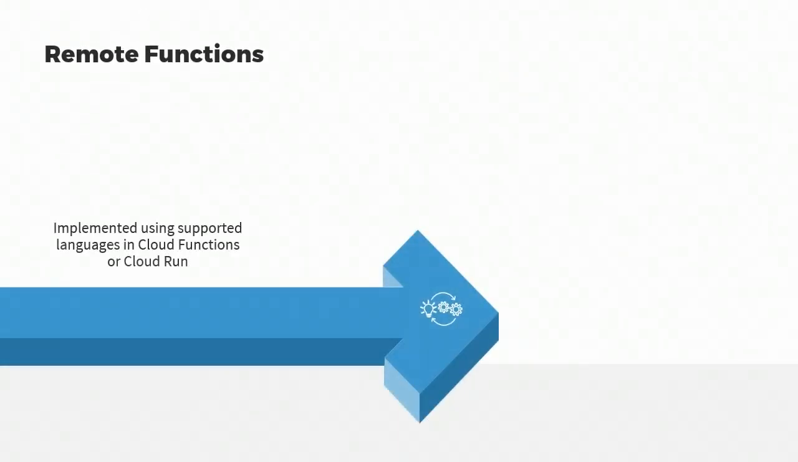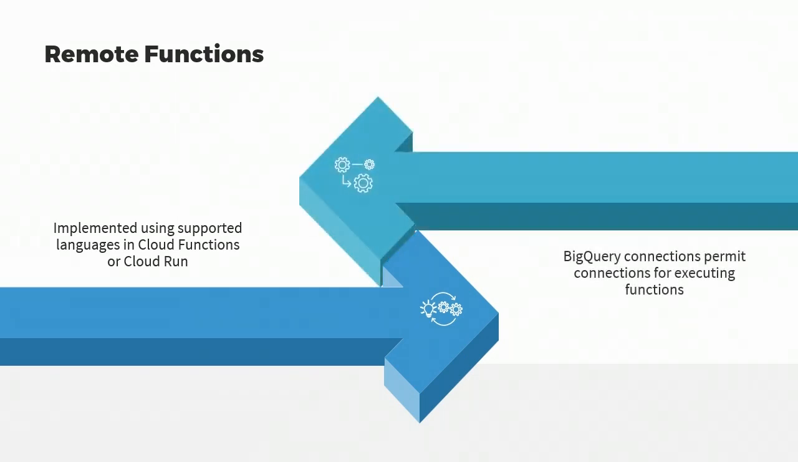Now, remote functions let us implement functions that are written in any language. So I can run this in Cloud Functions or Cloud Run, for example. A BigQuery connection will let me connect with those Cloud Functions and then run those functions anytime I need to. And BigQuery connections will permit connections for executing these functions.